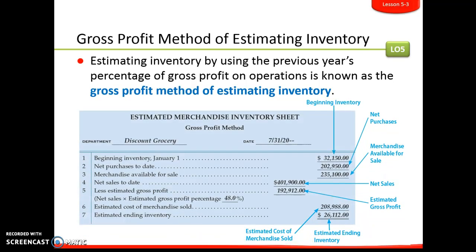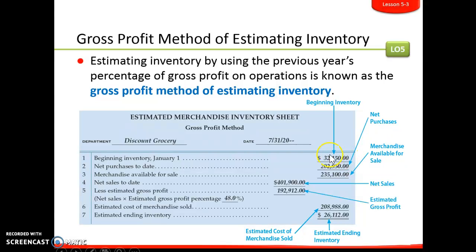Okay, so gross profit method of estimating inventory. Estimating inventory by using the previous year's percentage of gross profit on operations is known as the gross profit method of estimating inventory. So here they're showing us the estimated merchandise inventory sheet using the gross profit method. It tells us what department we're in, discount grocery here, and the date.